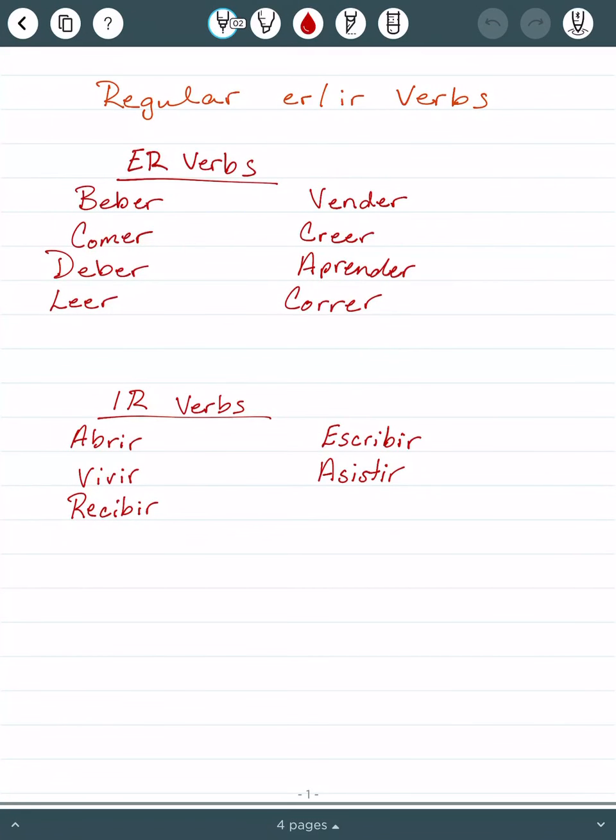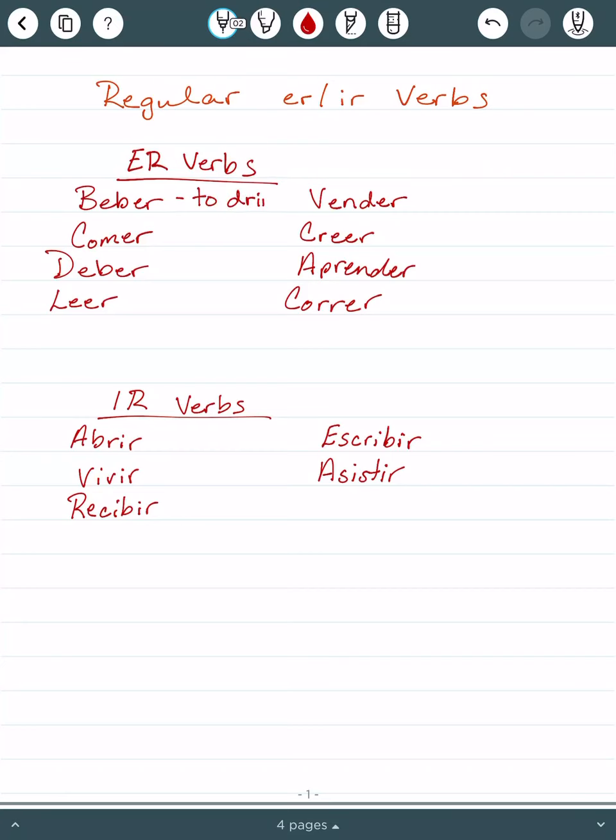So today we're talking about regular ER and IR verbs, all right? The first thing you need to know when it comes to ER and IR verbs is you need to know what they mean. If you can conjugate them but you don't know what they mean, that's actually not helpful at all. Knowing the meaning is where communication actually begins. So let's get these words written down in your notes. This is from your chapter vocabulary.